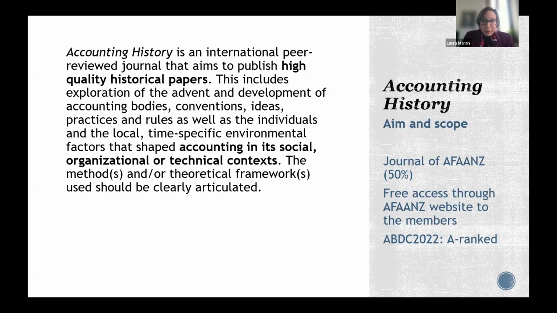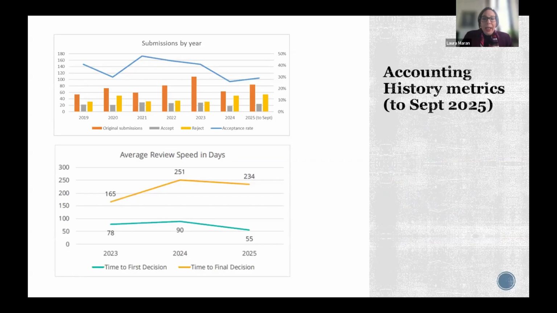This journal is owned 50% by AFANS, the Accounting and Finance Association of Australia and New Zealand, and 50% by SAGE Publications. It was in the ABDC 2022 list, and we are awaiting the results of 2025. It is classified as an A journal. However, in the ABS ranking it is still a 2-star journal, like the other two journals present today for this roundtable. Now, this is just to show you some statistics.